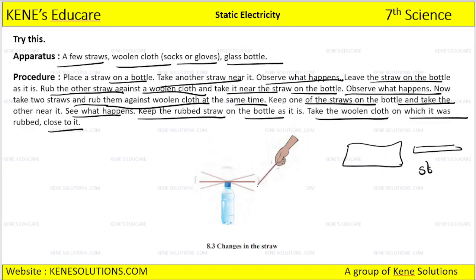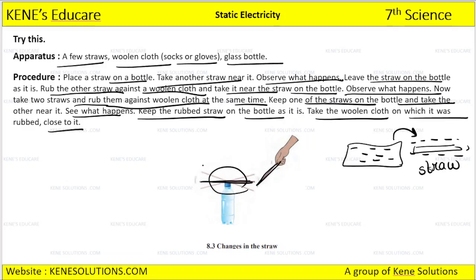तो जब भी आप उस स्ट्रॉ को वुलन क्लोथ से रब करोगे तो वुलन क्लोथ का एक्सेस ऑफ नेगेटिवली चार्ज स्ट्रॉ पे आ जाएगा. ओके, now take it near the straw on the bottle. अभी क्या करना है, जो बॉटल पे स्ट्रॉ है उस पे हमें उसे रखना है. तो उससे क्या होगा कि स्ट्रॉ जो है, the straw which is rubbed on the woolen cloth will become a charged straw, and as the another straw which has been kept on the bottle will possess the same charge, this straw will repel the another straw and there will be a rotation of the straw.